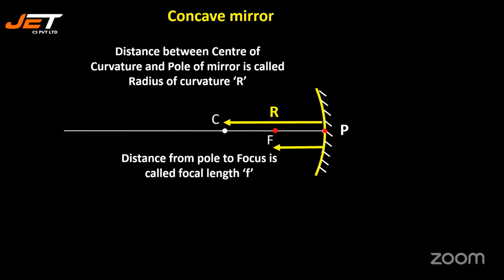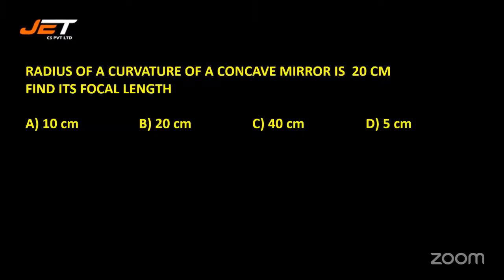Next, distance from pole to the focus. Pole to the focus is called focal length f. So the relation between this focal length and radius of curvature is R is equal to 2f. So remember this, radius of curvature ki and focal length ki madhya unna relation vachesi R is equal to 2f. Now let us see కొన్ని questions చూద్దాము.